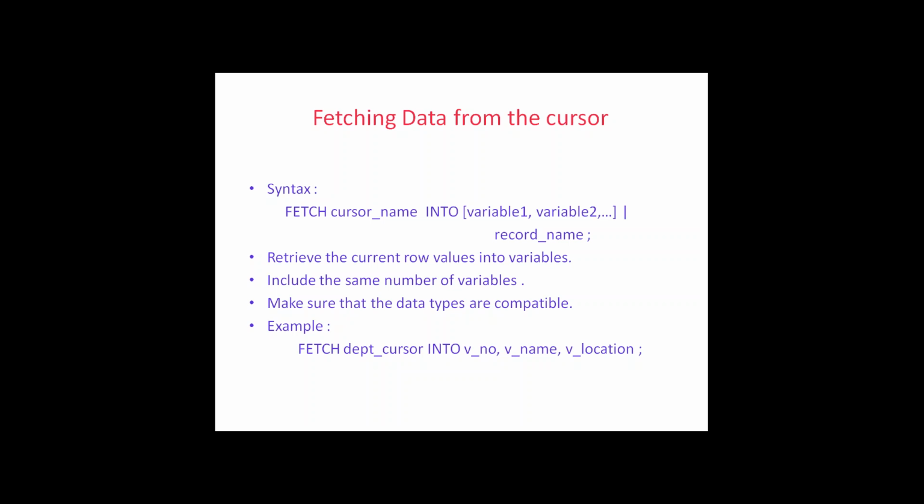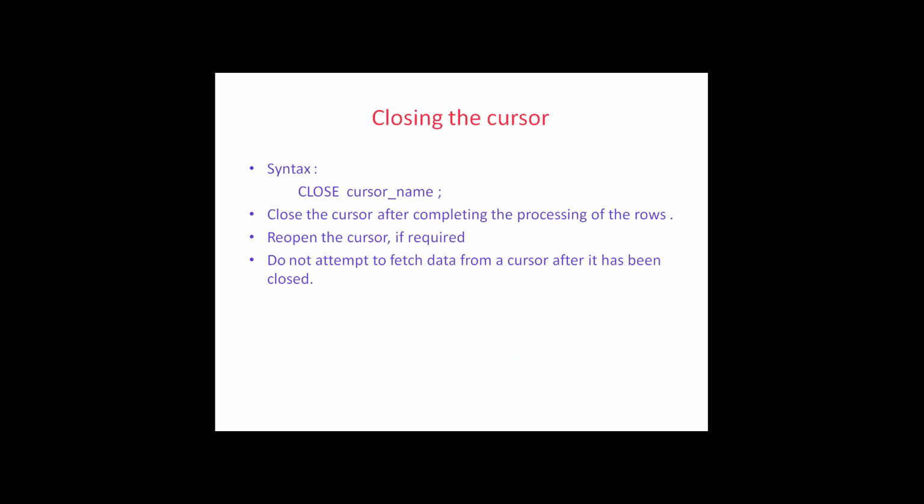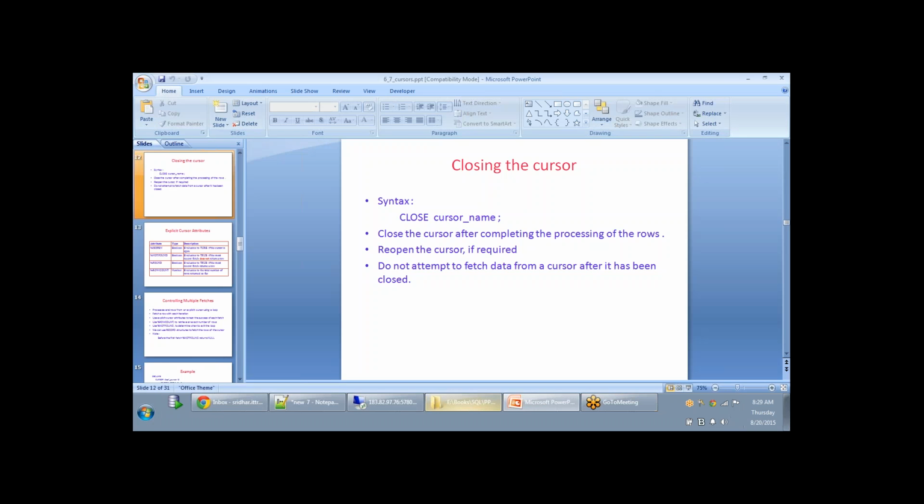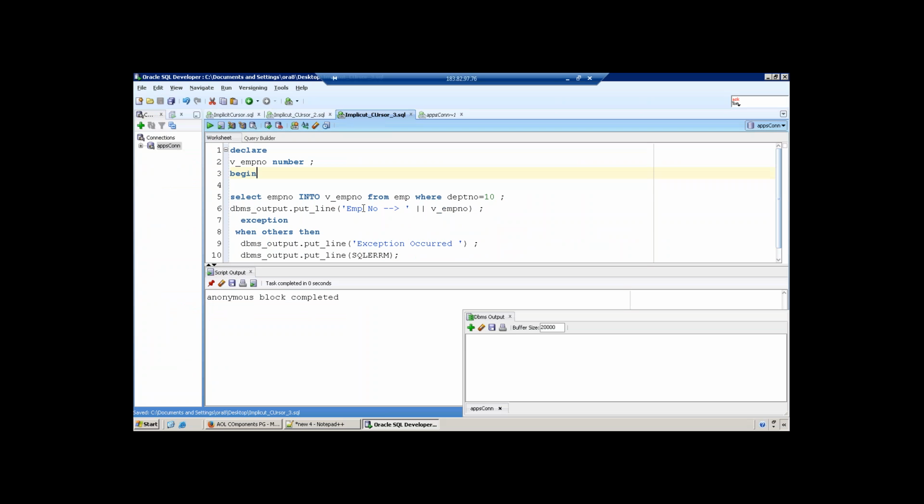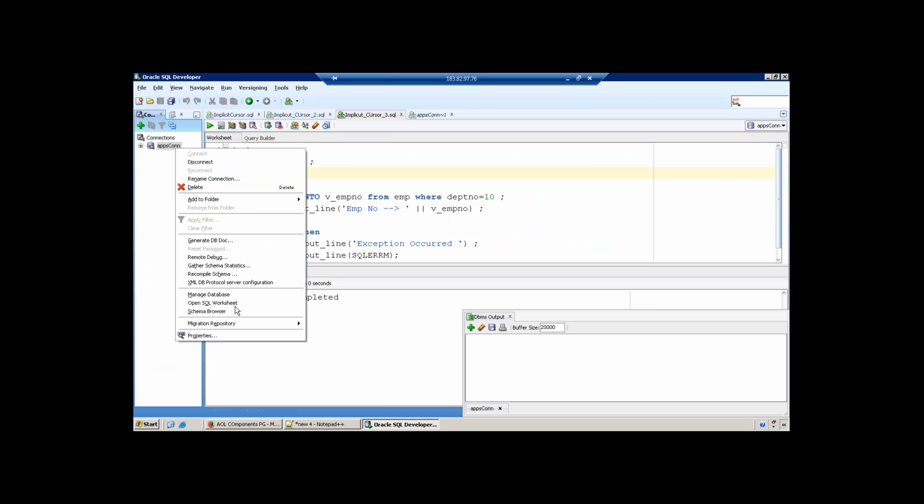Now the next operation, closing the cursor. Closing the cursor is for the purpose of releasing the memory allocated for the cursor. So let's see this particular explicit cursor sample. Let's consider some requirement and then we can proceed. So what we do now is we'll get into this one.